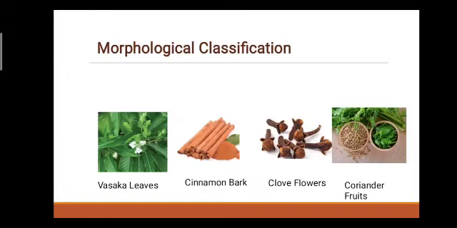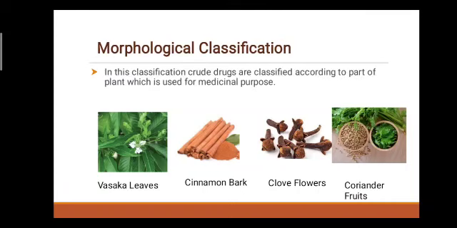Then the third one, morphological classification. In this classification, crude drugs are classified according to the part of the plant which is used for medicinal purpose. The whole plant or part of the plant is used. In vasaka, the leaves are used. In cinnamon, the bark is used. In clove, the flowers are used. And in coriander, fruits are used.